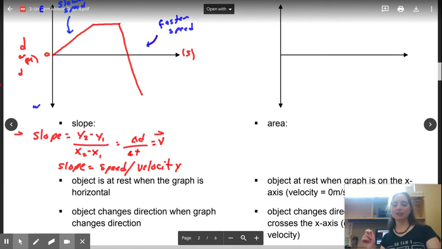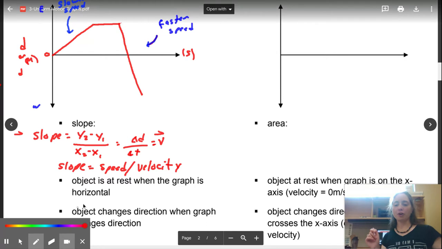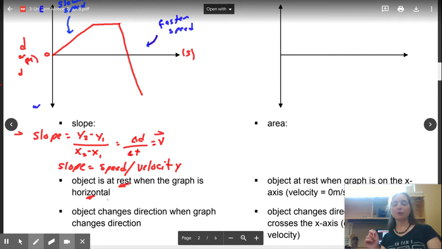So let's look at some other key points on this shape of graph. An object is going to be at rest when the graph is horizontal. So when we look at this graph up here, notice here, that's the horizontal spot. That's when the object is at rest. Because if that is 5 meters, you're 5 meters away from where you started. You're still 5 meters, still 5 meters. Your distance hasn't changed. If you calculate the slope, you're going to get 0 on a flat line. So that means, ladies and gentlemen, you have 0 speed, okay?